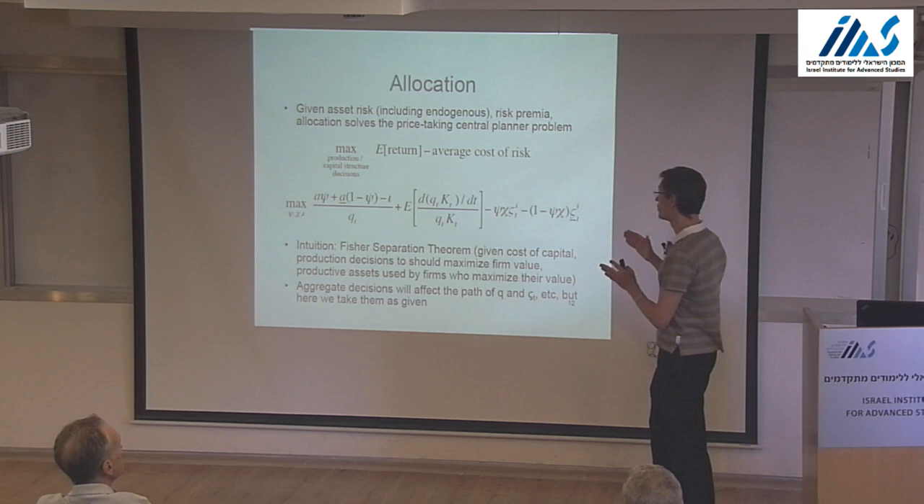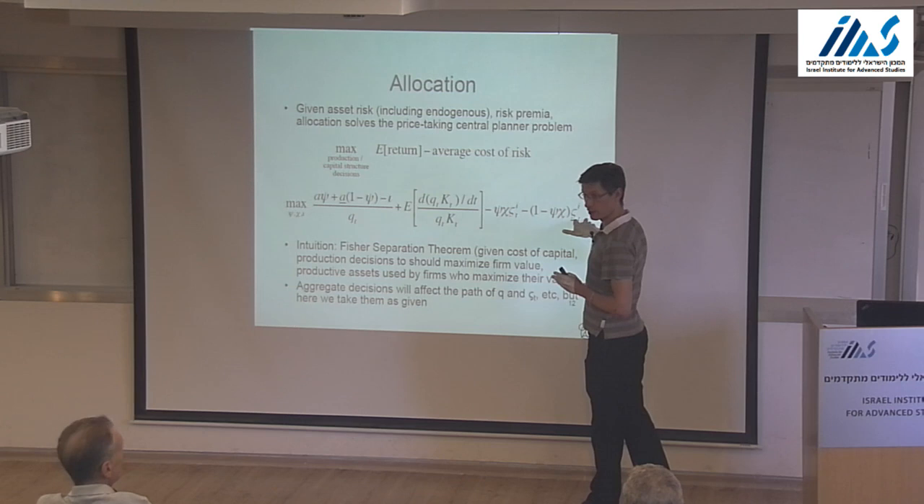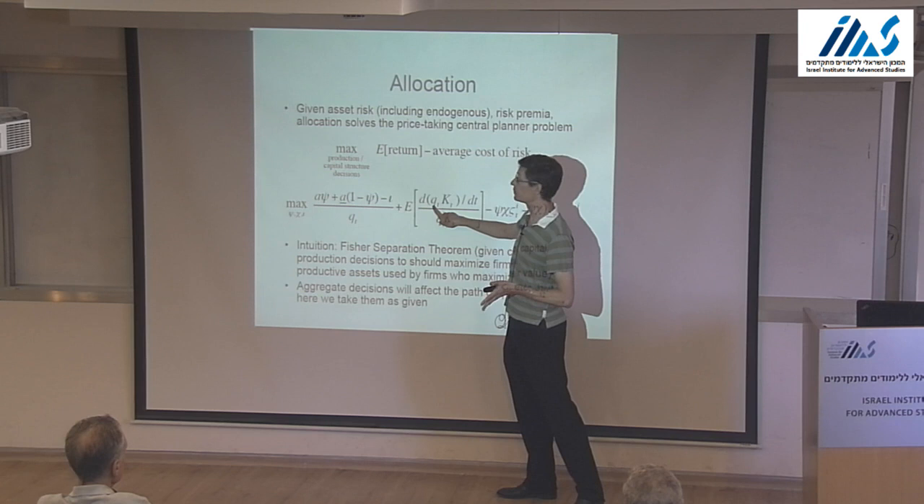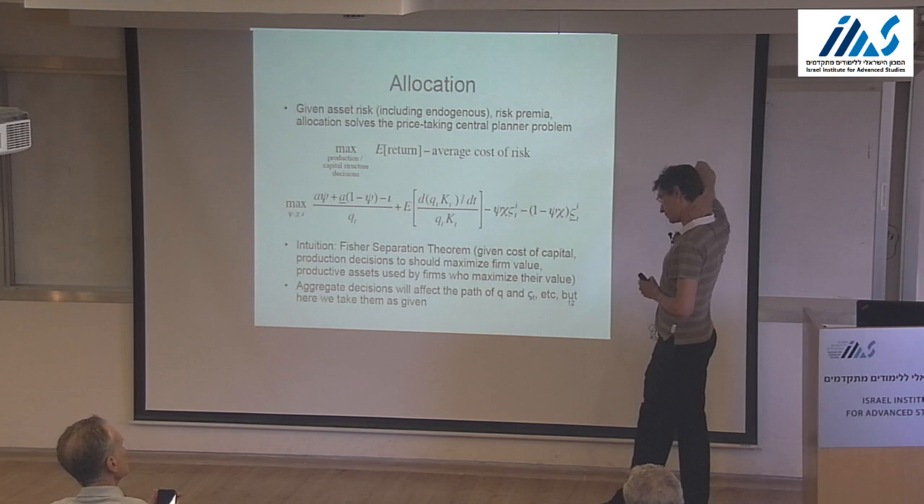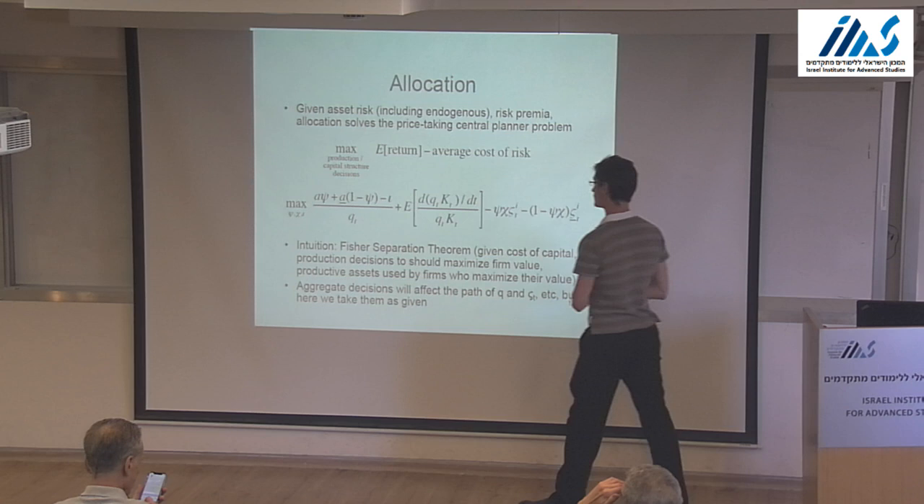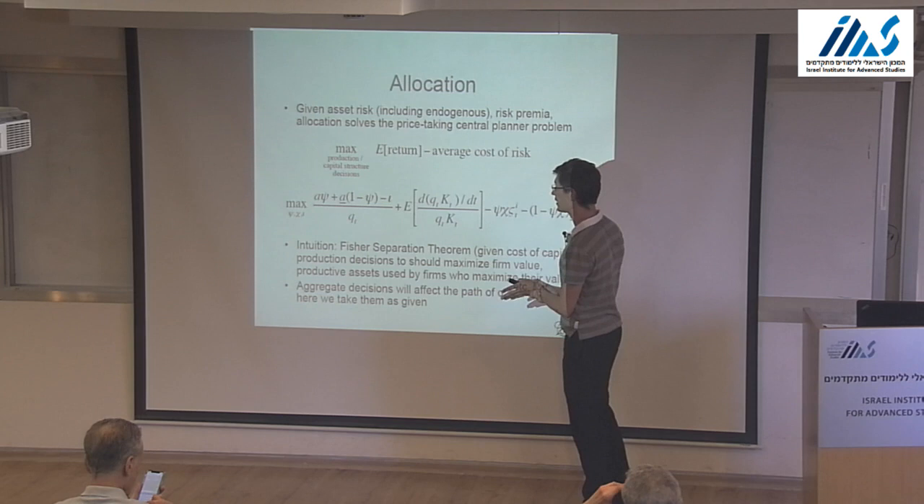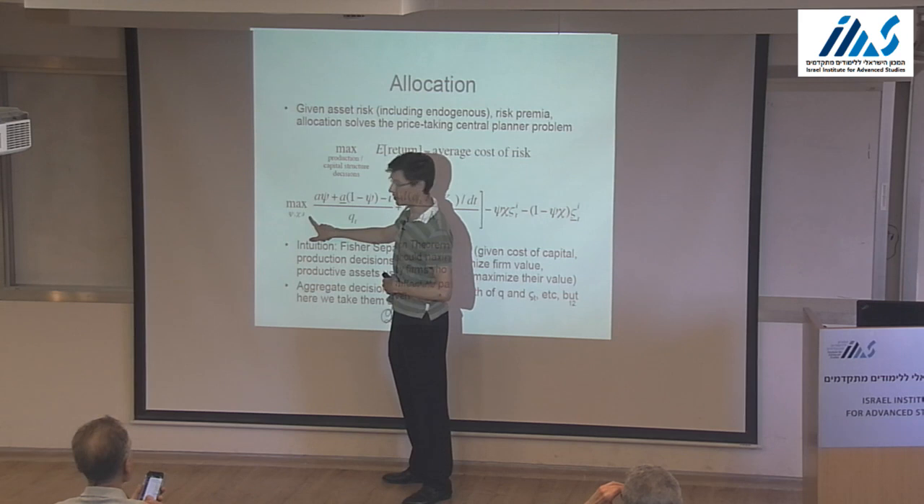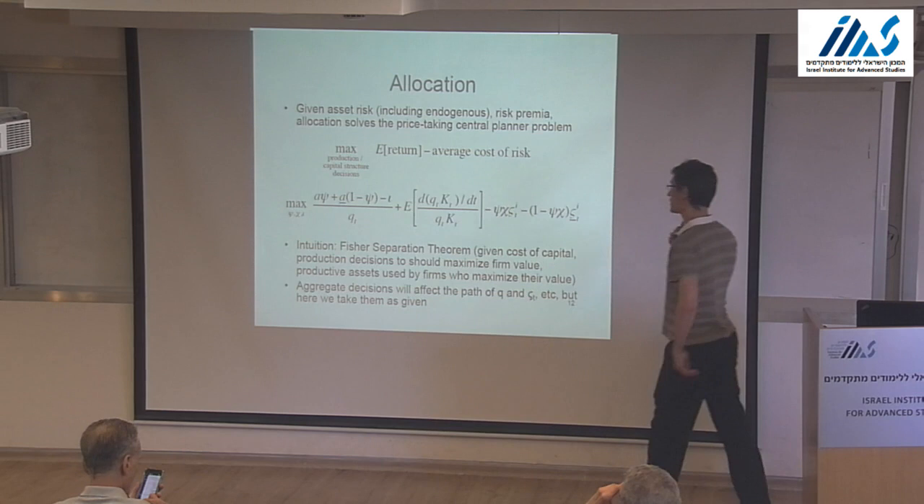So people take as given the cost of capital. People take as given how the price of capital is going to evolve in the next moment. But if there are different goods, then the prices of goods are determined through this maximization problem. And you can see that in here there is a decision of how to allocate capital, how much to invest, and the decision of capital structure. So it can be done more generally.